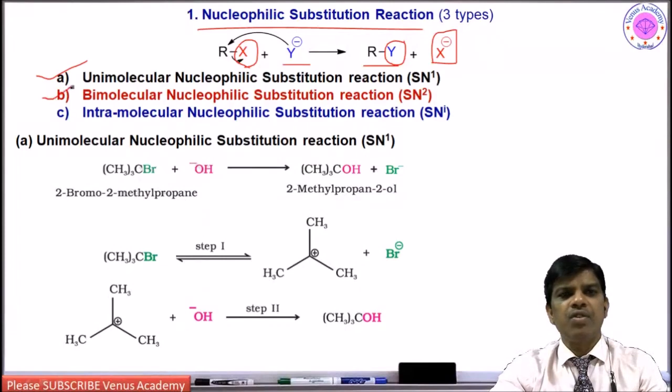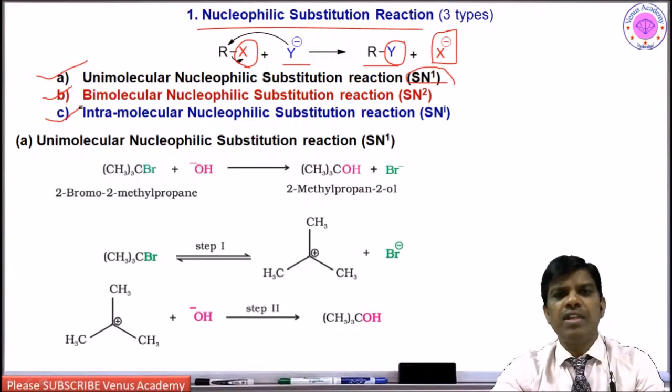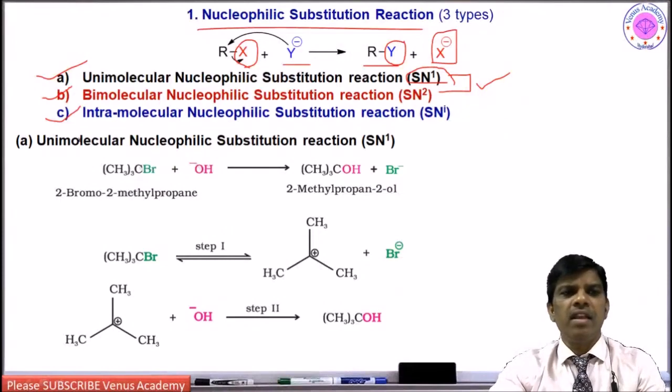Unimolecular nucleophilic substitution, commonly known as SN1, and bimolecular nucleophilic substitution reaction, known as SN2, and intramolecular nucleophilic substitution reaction. Dear students, these two types, SN1 and SN2, are very important with respect to their stereochemistry and their reaction conditions. Let us see them one by one. For example, the unimolecular nucleophilic substitution reaction.